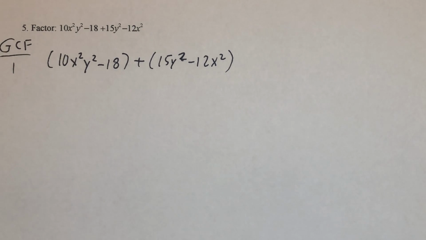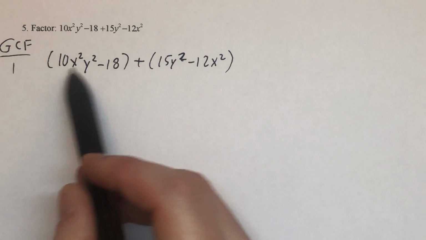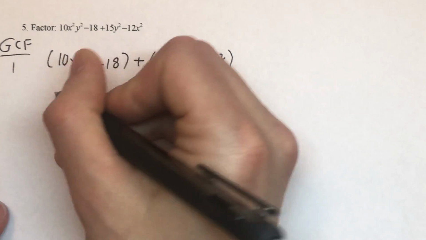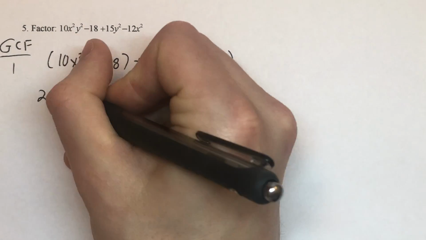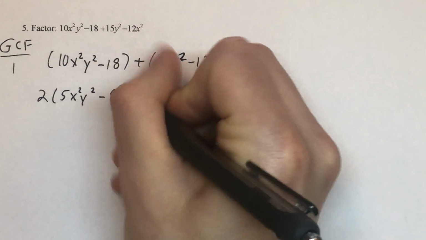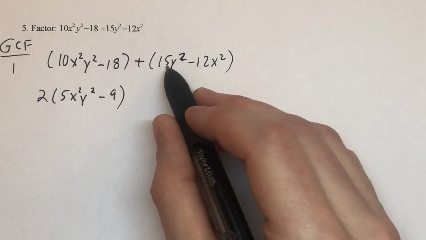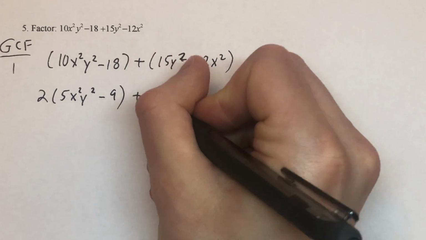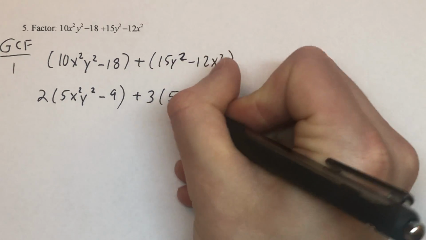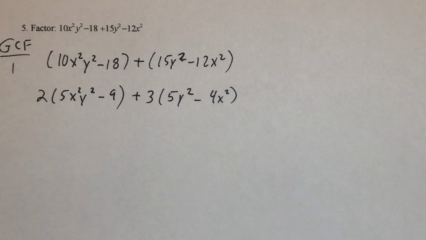Okay. As we go to do this grouping, we've got the GCF here of a 10 and all that mess, and an 18. Looks like it's going to be a 2. And so that's going to be 5, but then all that's still there, and that's going to be a 9. Over here, the only thing it looks like we got in common is between a 15 and a 12, which would be a 3. So 5y squared and a minus 4x squared.